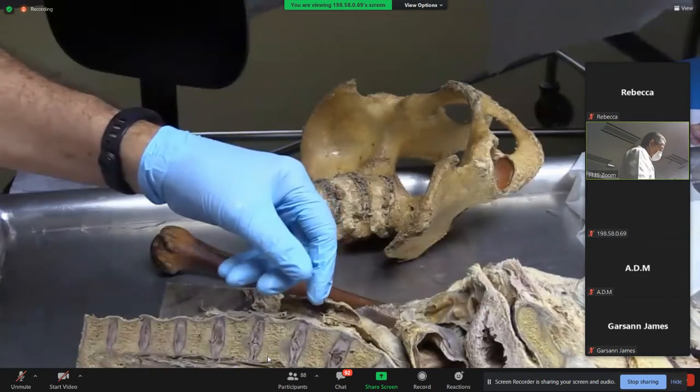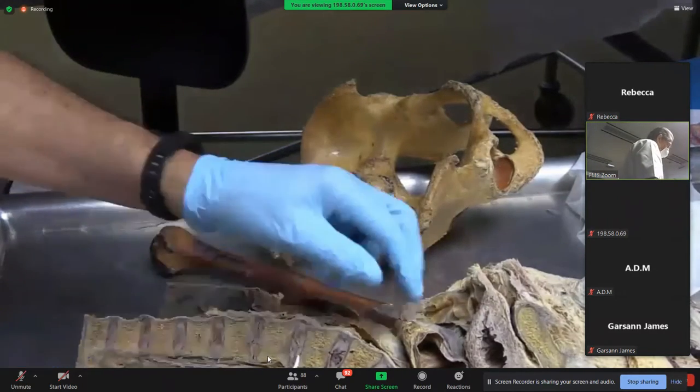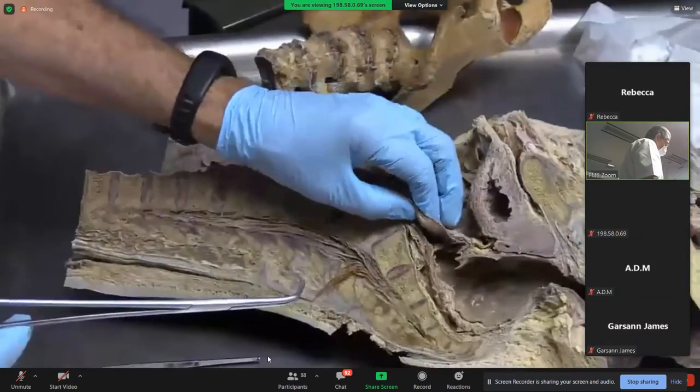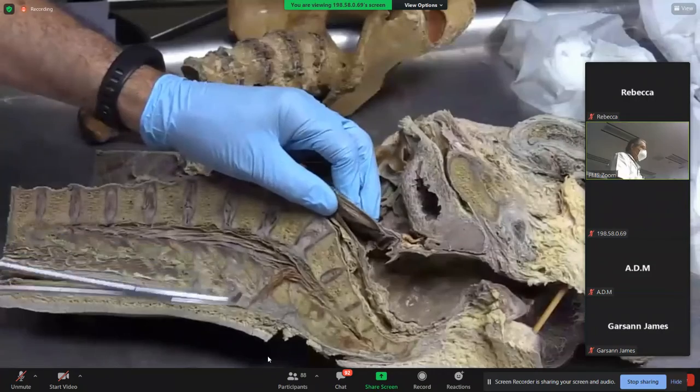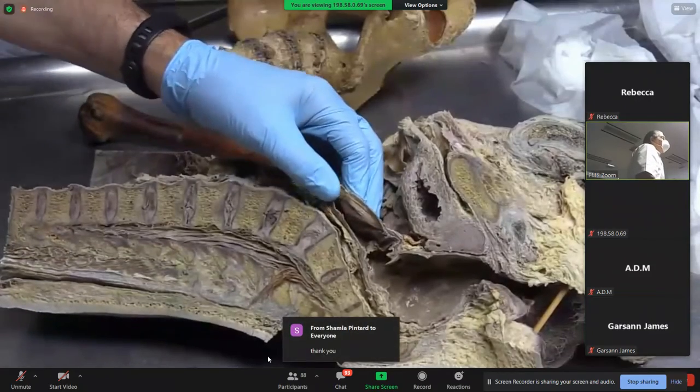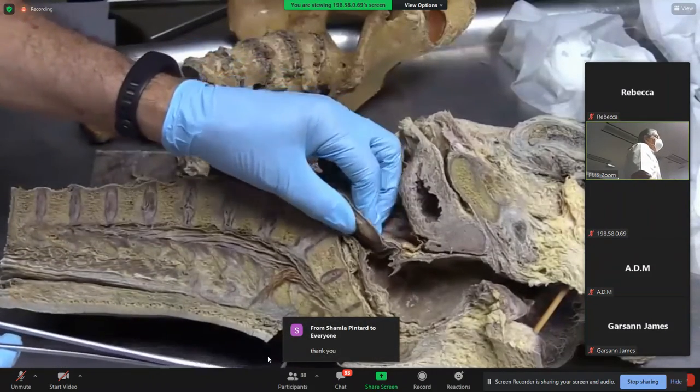wall fascia. Now there's another fascia anterior. What's the name of that fascia? Can anybody tell me? What fascia are you going to find anterior?